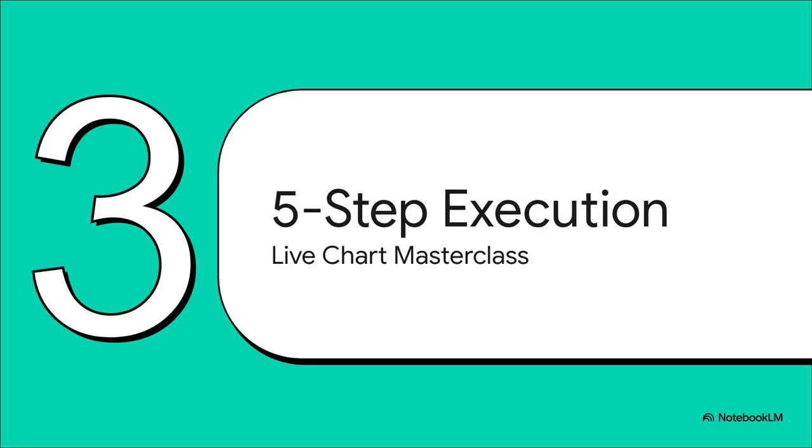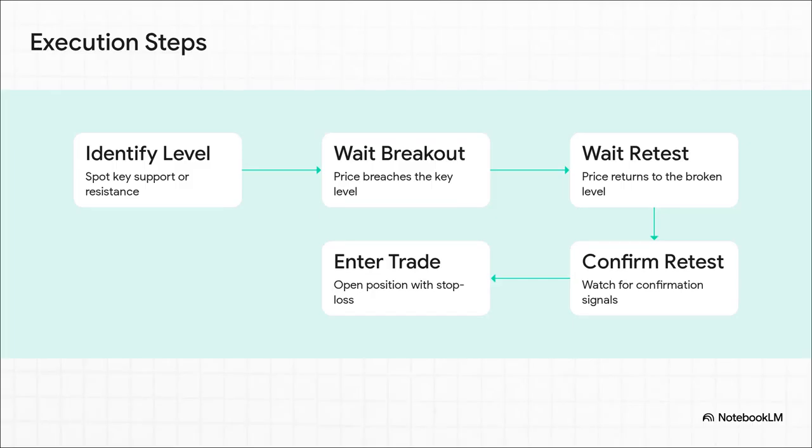All right, let's jump into section 3, the 5-step execution process, a live chart masterclass. Here is your structured roadmap. Execution requires 5 specific, strict actions. 1, identify a key level. 2, wait for the breakout. 3, wait for the retest. 4, confirm that retest. And 5, only then enter the trade. Let's actually look at a live market example to see exactly how this plays out in action.